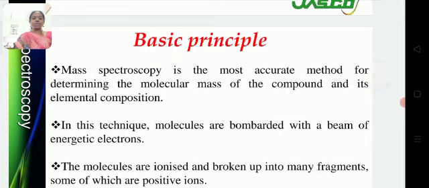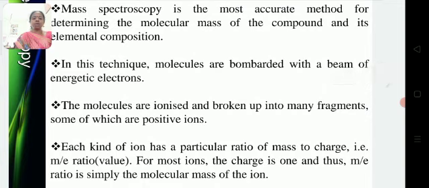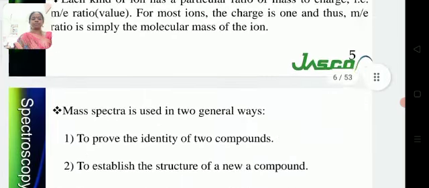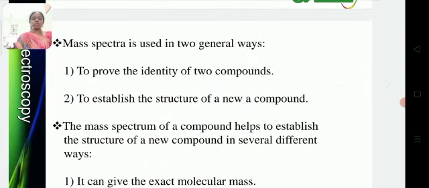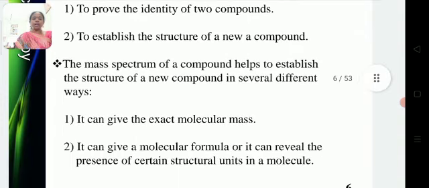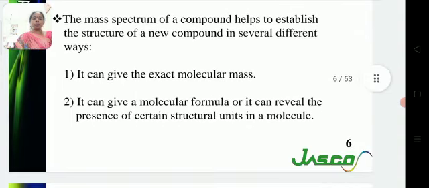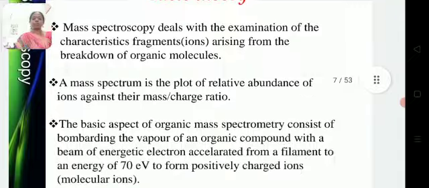Mass spectroscopy is the most accurate method for determining the molecular mass of a compound and its elemental composition. In this technique, molecules are bombarded with a beam of energetic electrons. So, the molecules are ionized and broken up into many fragments, some of which are positive ions. Mass spectroscopy is used in two general ways: to prove the identity of a compound, and to establish the structure of a new compound. It can give the exact molecular mass, it can give the molecular formula, or it can reveal the presence of certain structural units in the molecule.